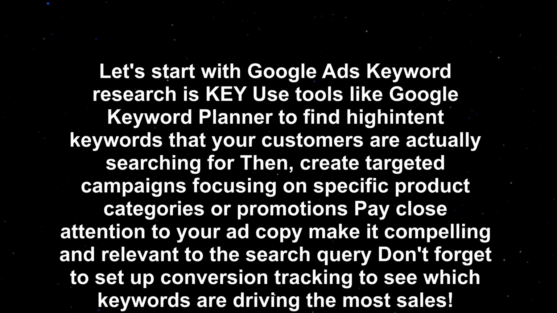Let's start with Google Ads keyword research. Use tools like Google Keyword Planner to find high-intent keywords that your customers are actually searching for. Then, create targeted campaigns focusing on specific product categories or promotions. Pay close attention to your ad copy. Make it compelling and relevant to the search query. Don't forget to set up conversion tracking to see which keywords are driving the most sales.